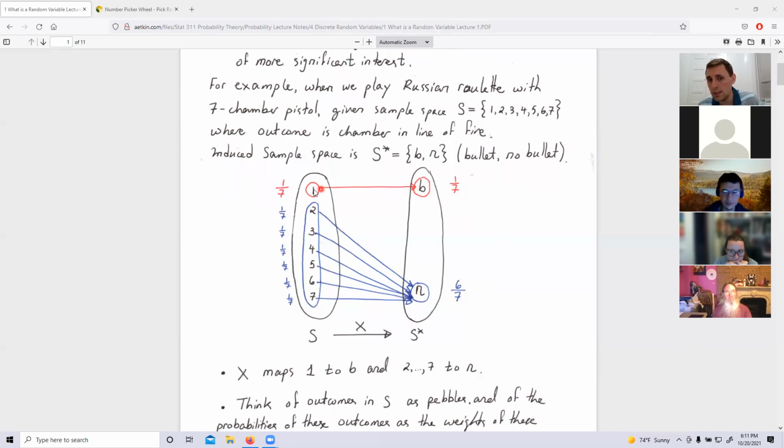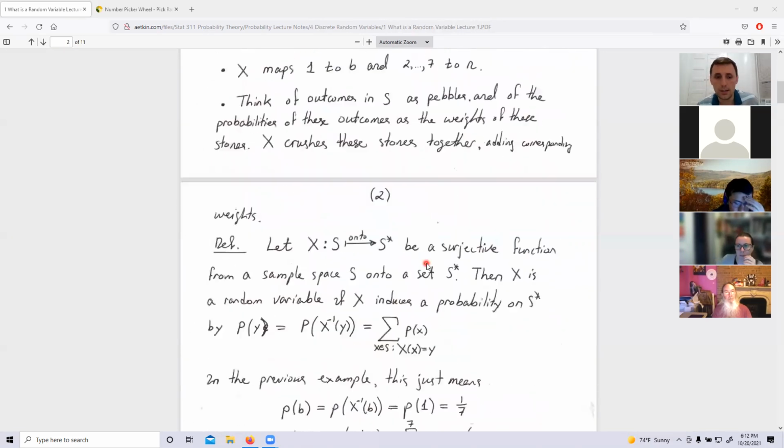Well, you see what could have led to B. Only one universe could have led to B, and that probability is 1/7. But if N happens, what is the probability? How can it happen? It's this or that or that or that or that. So you add the probabilities. Is that clear? So this is what I write here.